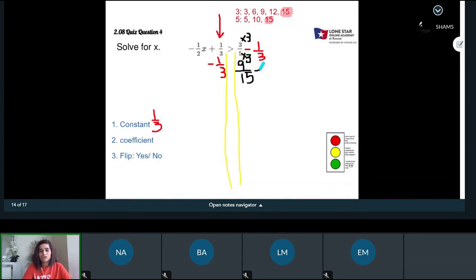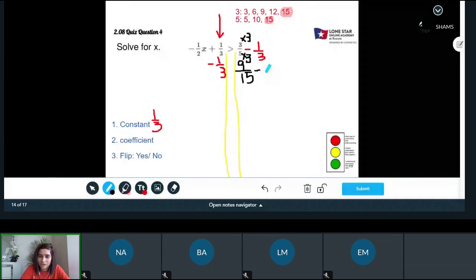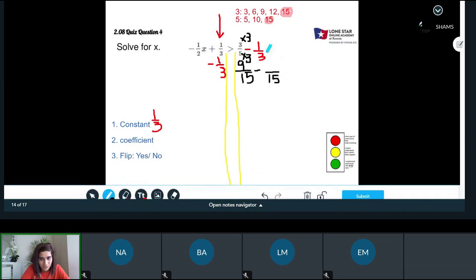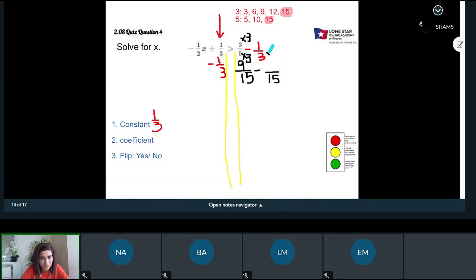Then minus. So 1/3, and I want a denominator of 15. I am multiplying it by 5. So I will multiply this 3 by 5. It gives me a denominator of 15. That is what I wanted. Same I will do here in the numerator. I will do 1 times 5. And that gives you 5 over 15.